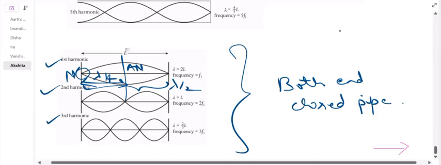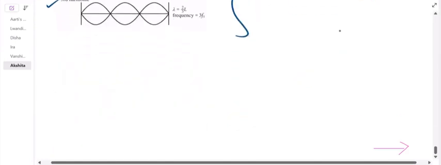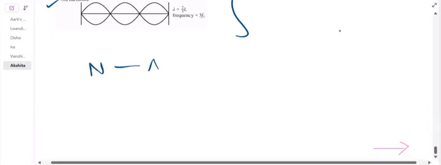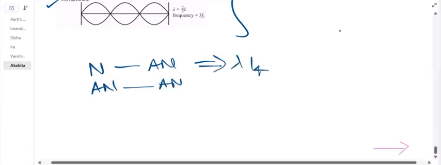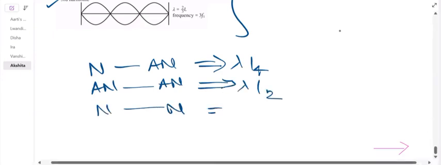No, the possibility is always that you will get the distance from node to anti-node, which will always be lambda by 4. You will always get the possibility of anti-node to anti-node, which is again lambda by 2. Again, you will get node to node, which will be lambda by 2.